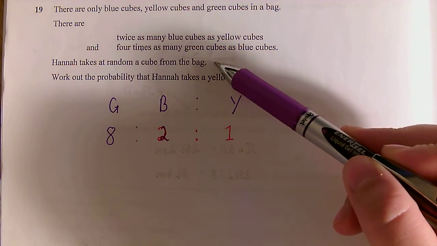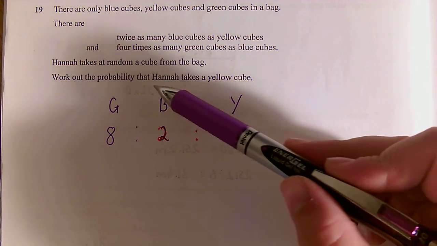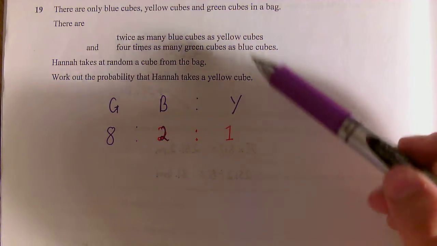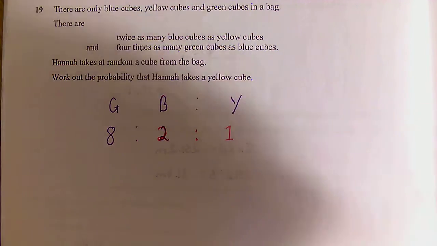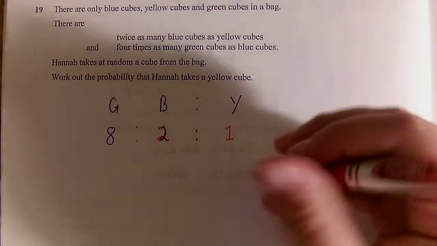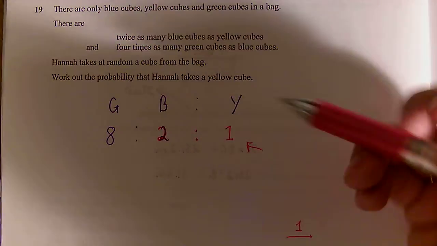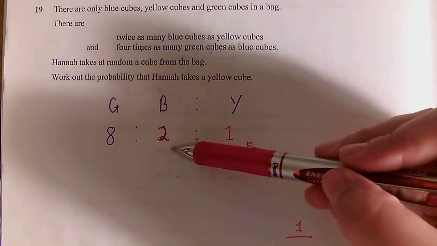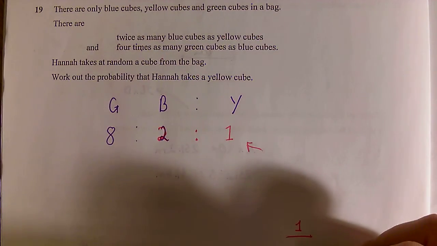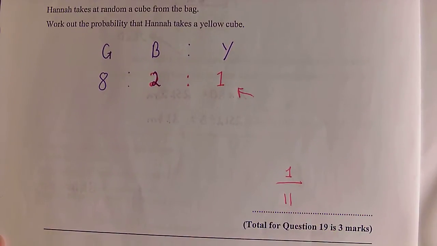Hannah takes a random cube from the bag. Work out the probability that she takes a yellow cube. Well, if I look at my ratio here, I've got 1. So it's got to be 1 out of something. How many are there all together? 8, 9, 10, 11. It's 1 out of 11.